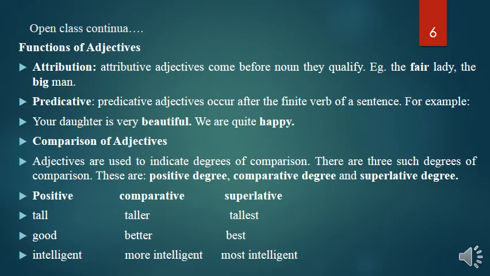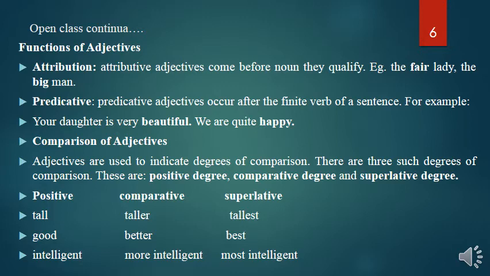The function of adjectives. There is attribution. Attributive adjectives come before nouns. They qualify. Example, the fair lady. Fair there is the attributive adjective. That is why it comes before the lady. The big man. The big there is the attributive adjective. That is why it comes before the noun man.